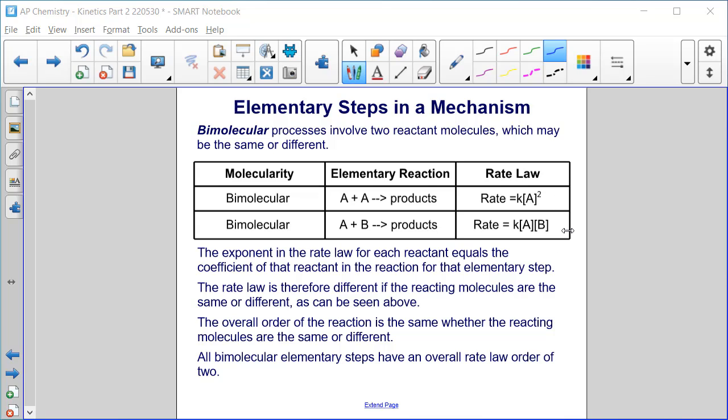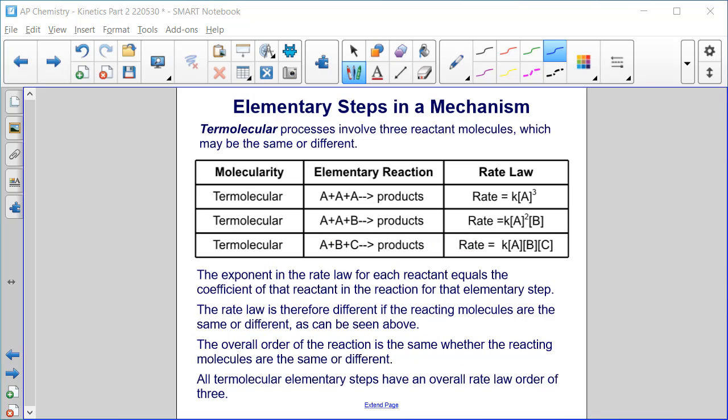The exponent in the rate law for each reactant equals the coefficient of that reactant in the reaction for that elementary step. The rate law is therefore different if the reacting molecules are the same or different, as you can see. The overall order of the reaction is the same, whether the reacting molecules are the same or different. You can see that the sum of the exponents in both cases is 2. All bimolecular elementary steps have an overall rate law order of 2.